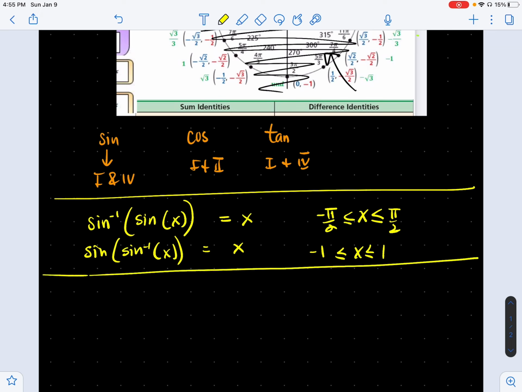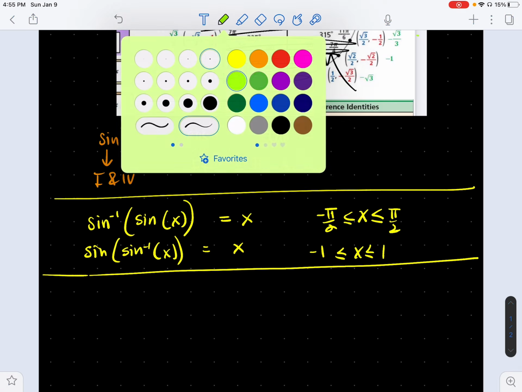We have to be careful with that answer. If our answer is between 1 and negative 1, we'll take it. If it's not, we'll discard it. Let's look at cosine now.